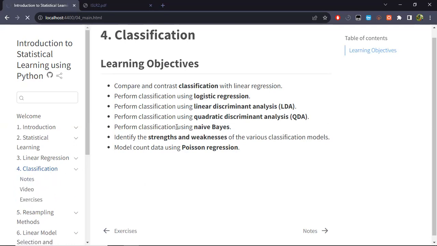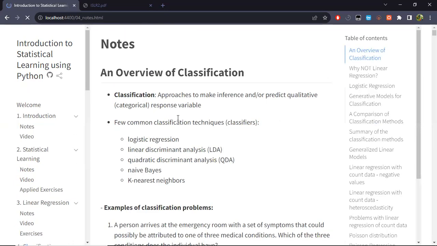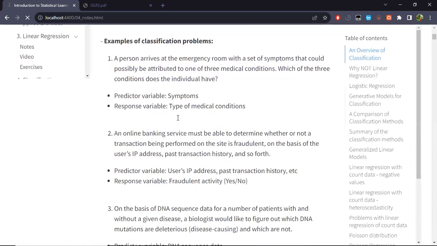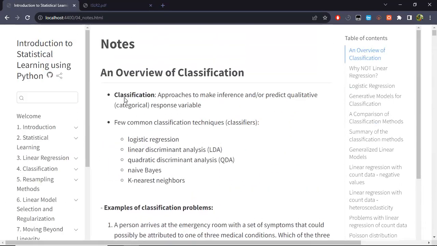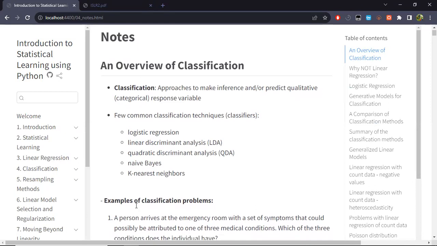So let's begin. And these notes are pretty much the same as the ones in the ISLR cohort. So I simply changed a little bit of things so that they can also work in this case for the Python book.